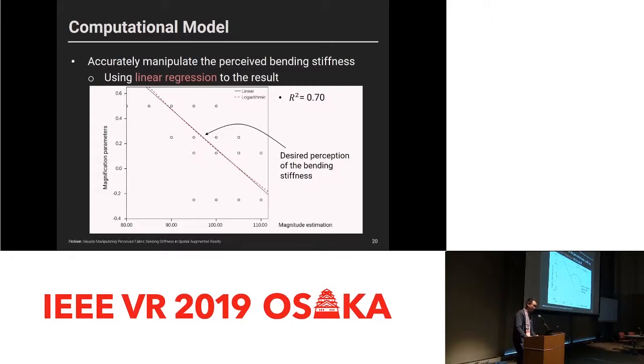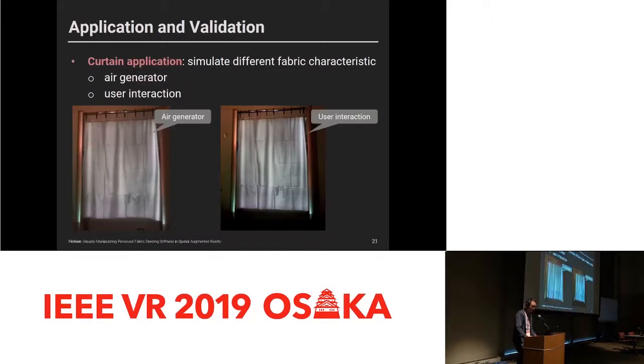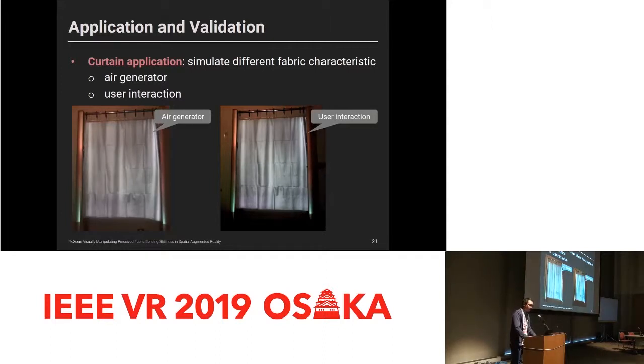From the results, we then created a computational model that derives the best parameter for the flow enhancement to accurately manipulate the perceived bending stiffness. We applied linear regression, since it is a simple parametric function for approximating the data. We then created applications to validate the computational model that we obtained from the psychophysical experiment. We simply call them curtain applications, which allow us to simulate different types of fabric characteristics with either an air generator or user interaction.